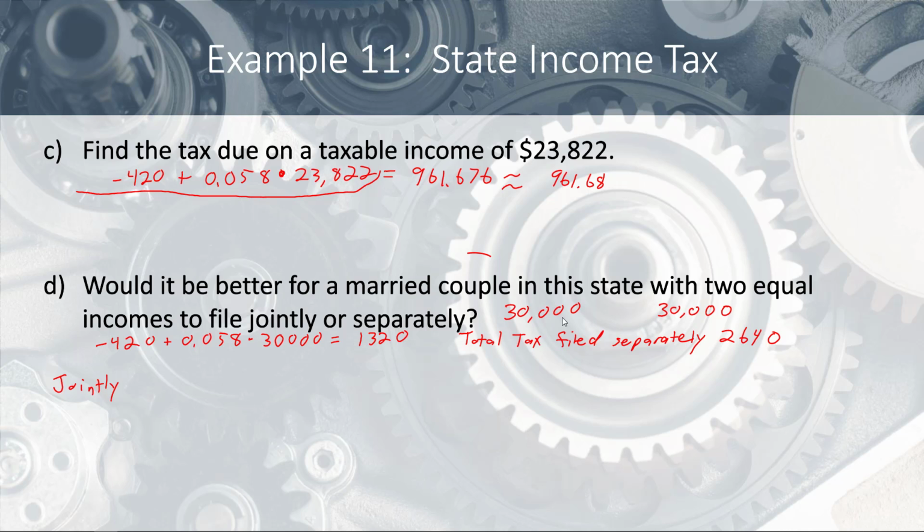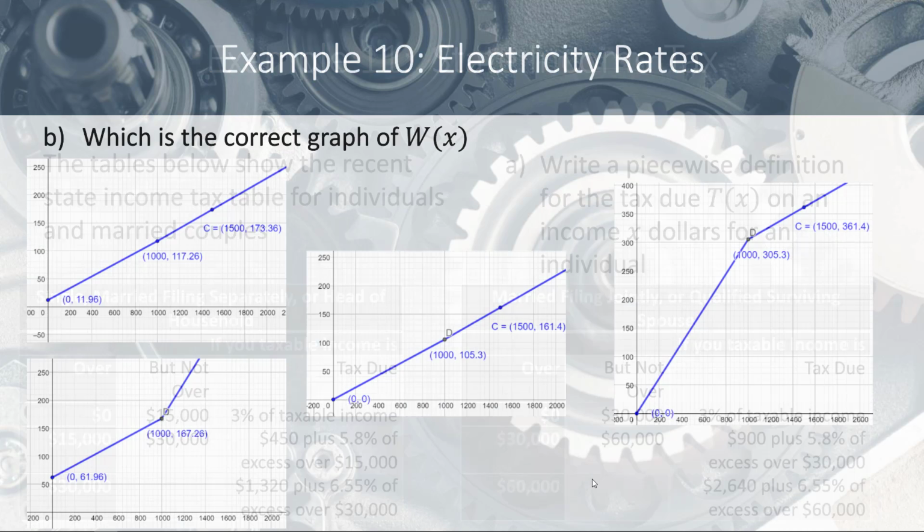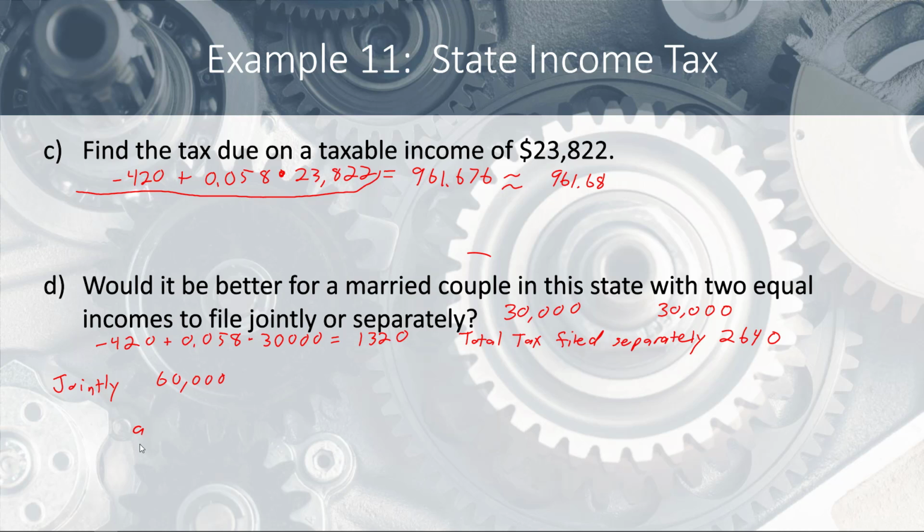Well, what if they file jointly? Well, then we'll add up each income to get a total income of $60,000. And we now need to figure out how much tax they would have to pay on a joint income of $60,000. And what we can do is just come back to our tax table, and here it is. And here it says that if you were over $30,000, but not over $60,000, you are going to pay $900 plus 5.8% for every dollar over $30,000.